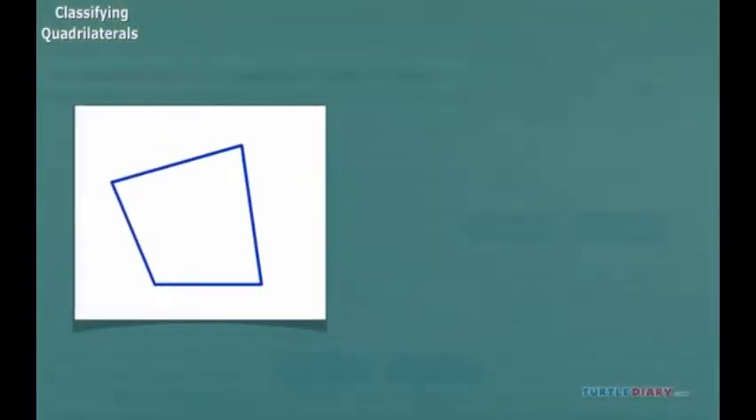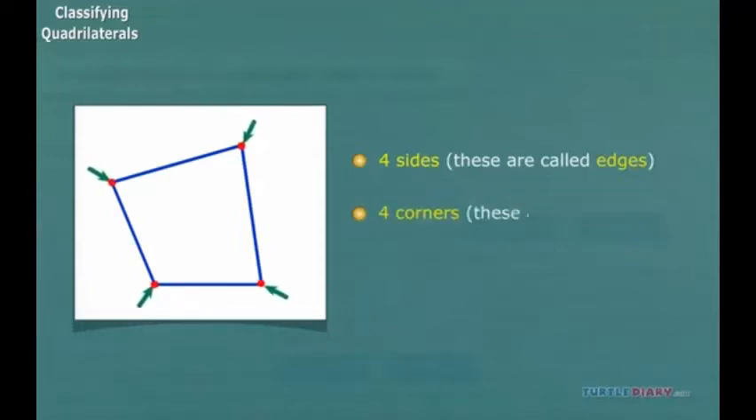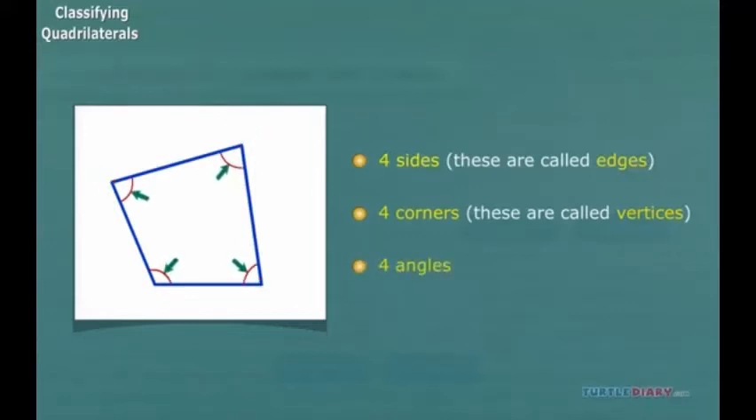Every quadrilateral has 4 sides. These are called edges. 4 corners. These are called vertices. And 4 angles.